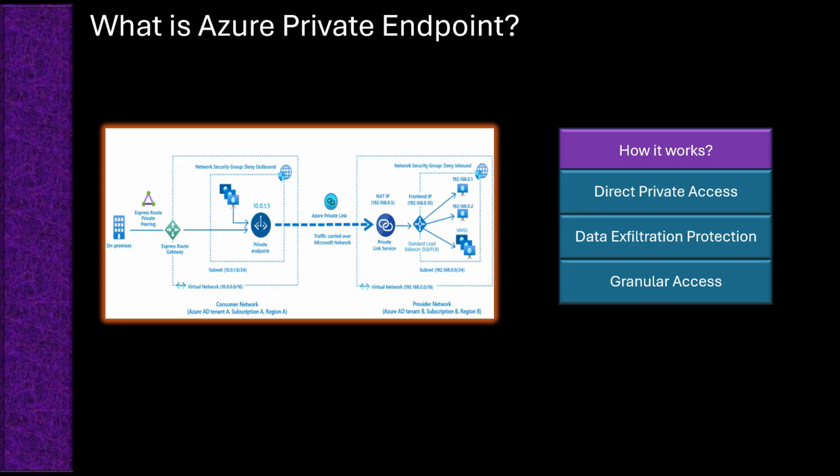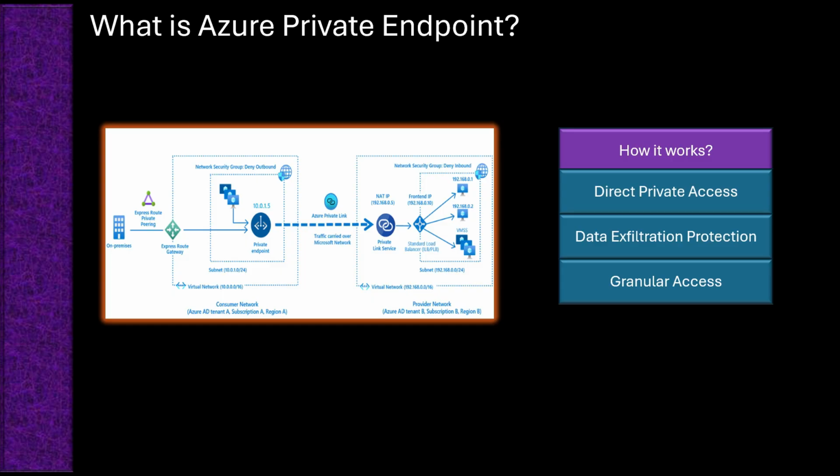In short, Azure Private Endpoint is used to privately connect Azure PaaS resources to your virtual network. So only resources within the virtual network can access them without traversing the public internet.